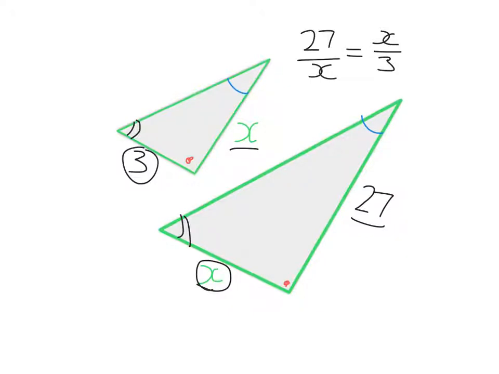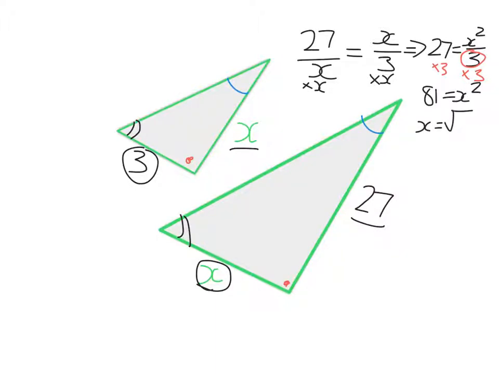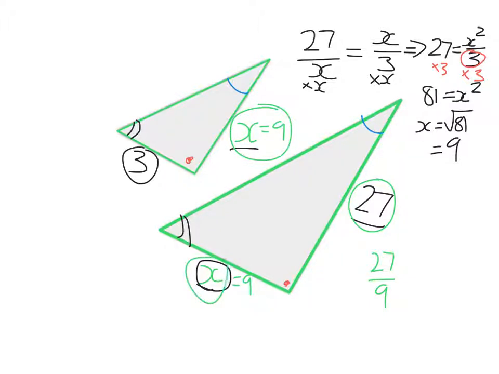What we do is we times each side by x to get rid of the x on the bottom of the fraction. So I get 27 equals x squared divided by 3. Now I want to times by 3 to get rid of this fraction. So I get 81 equals x squared. And of course, x is just the square root of 81, which is equal to 9. And we can easily check if we're right. This makes sense because 27 over 9 means this side is 3 times as long as that side, and it means this side is 3 times as long as that side. So we know we've done something right.